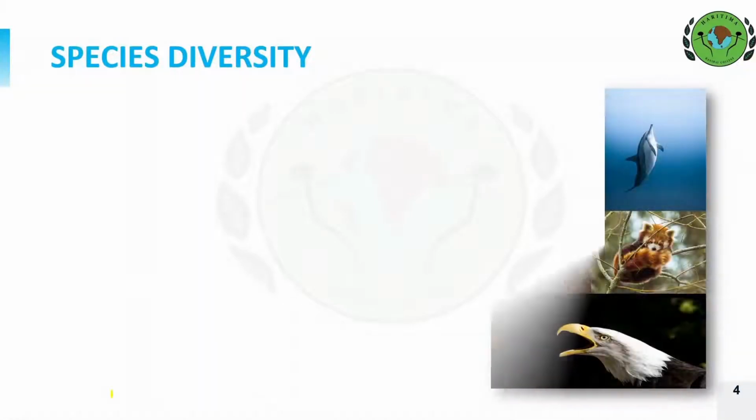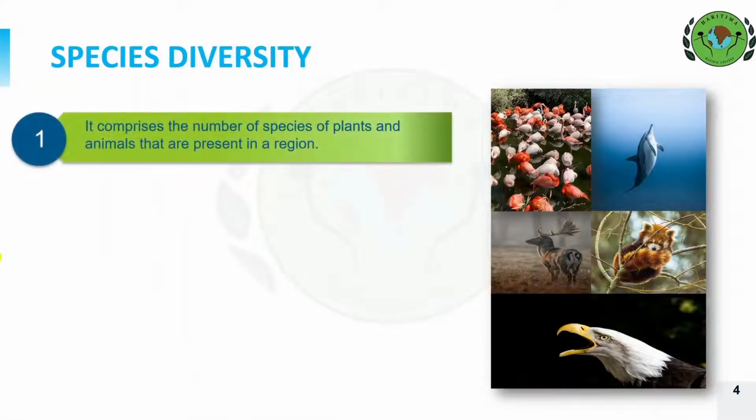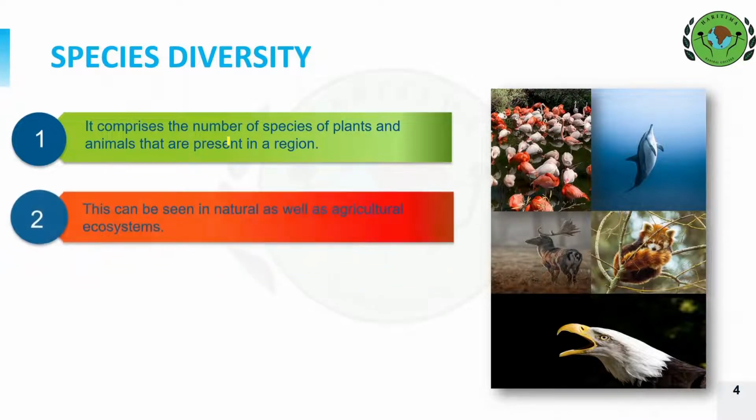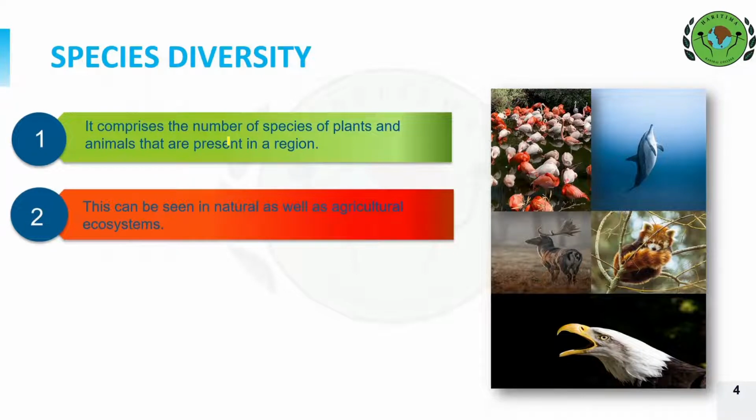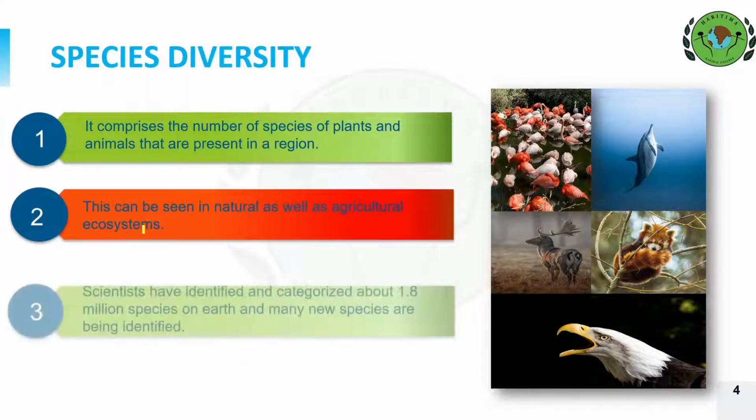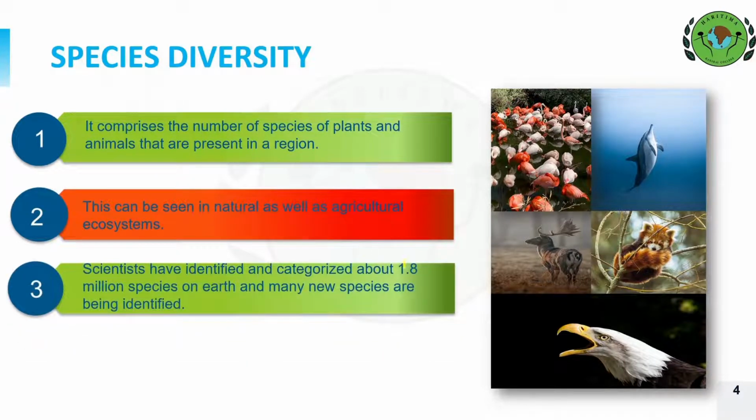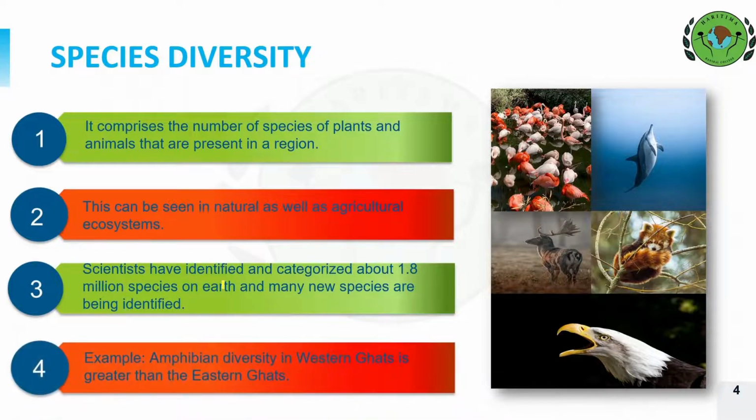Next is species diversity. It refers to the variety of living organisms on Earth, that is the number of plant, animal, fungal, and bacterial species present. We see a number of species of plants and animals in the wild as well as in agricultural fields. Approximately 1.8 billion species have been identified and several more are yet to be discovered. Amphibian diversity in the Western Ghats is greater than in the Eastern Ghats.